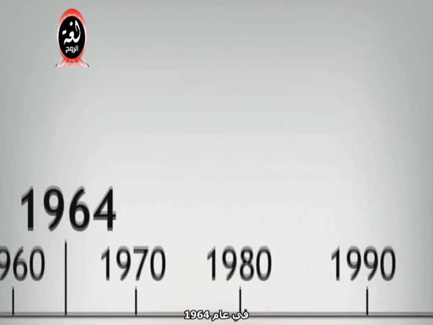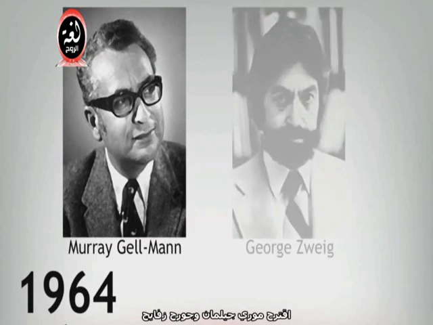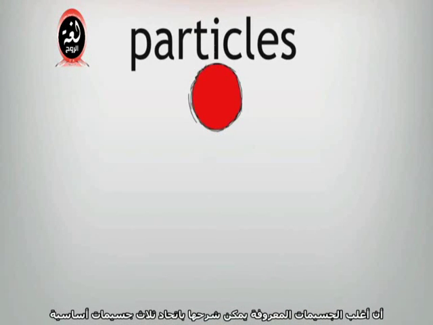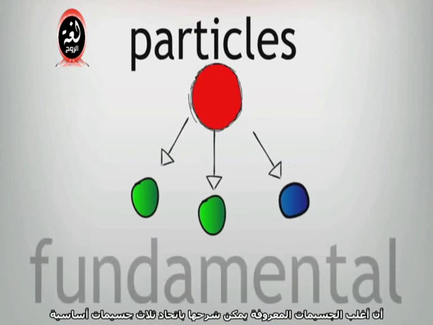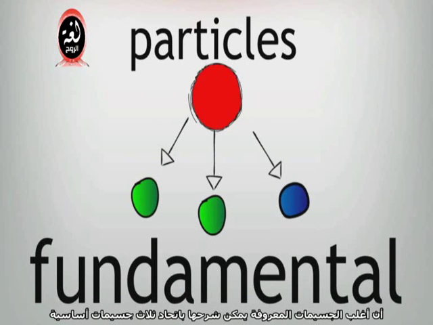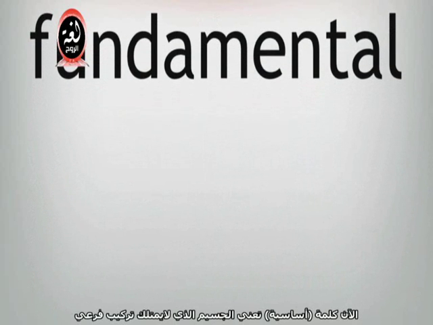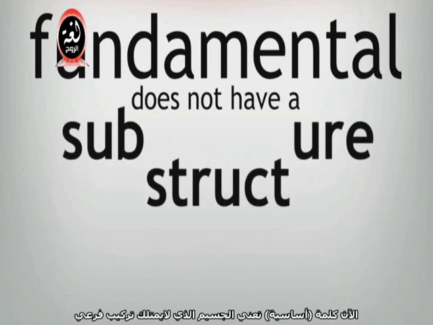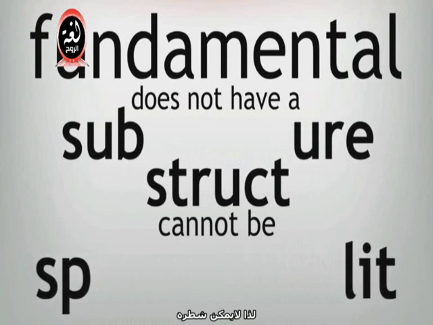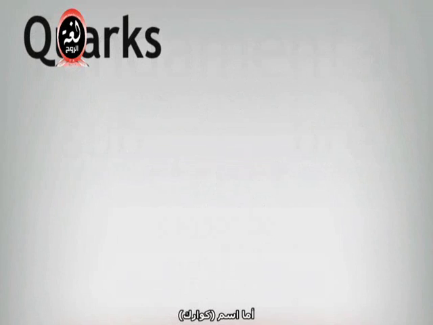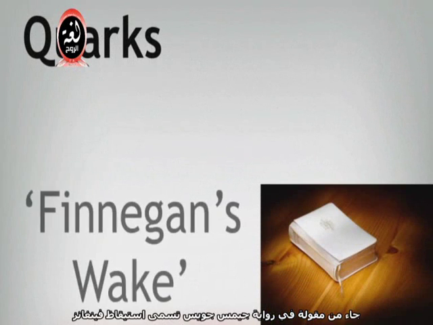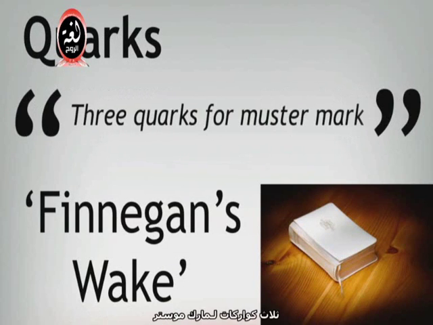In 1964, Murray Gell-Mann and George Zweig suggested that most of the known particles of the time could be explained as being combinations of three fundamental particles. Now, the term fundamental means that the particle does not have a substructure. It cannot be split. The name quarks was chosen from the James Joyce novel Finnegans Wake. "Three quarks for Muster Mark."